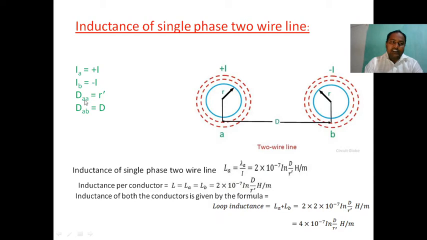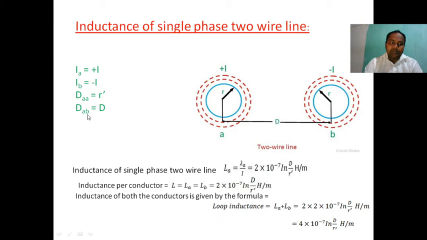So what is DAA? DAA stands for the distance between conductor A and A. What is the meaning of the distance between conductor A and A? A to A is nothing but the self radius or self GMD, which is equal to r dash. So the distance between conductor A and A is equal to r dash.